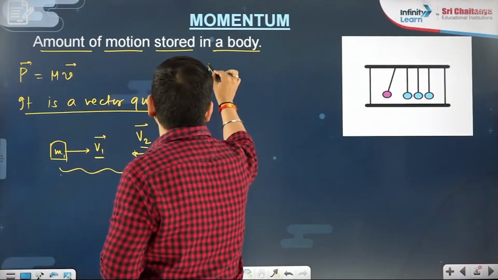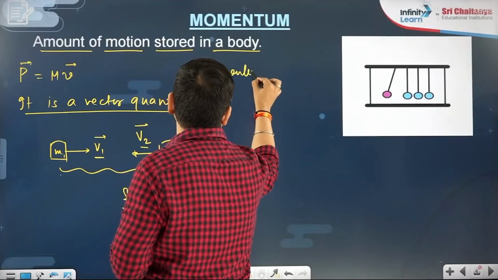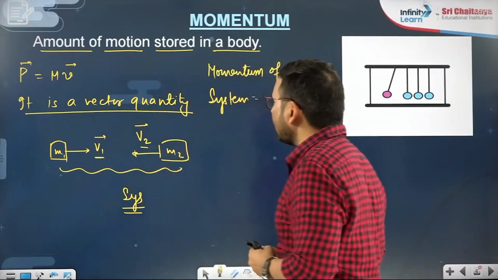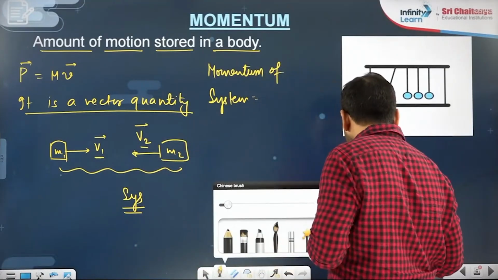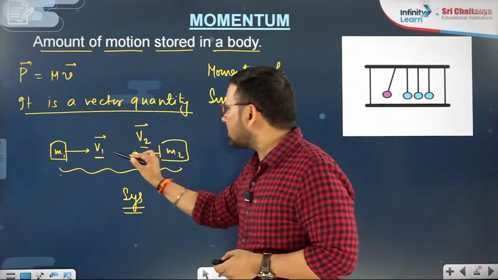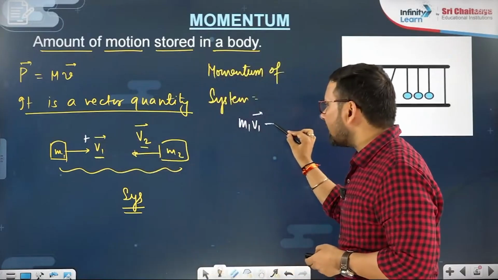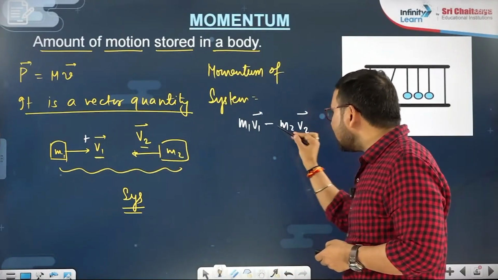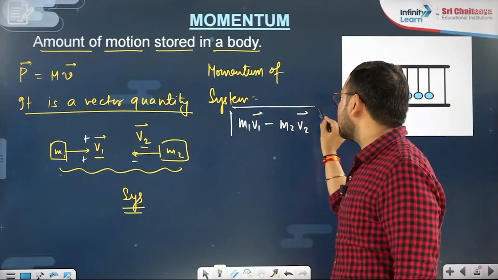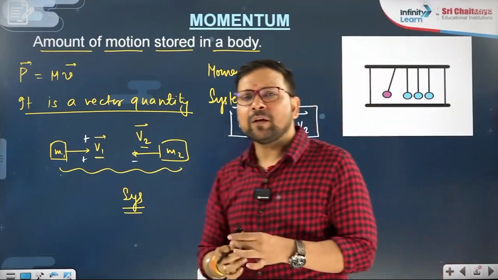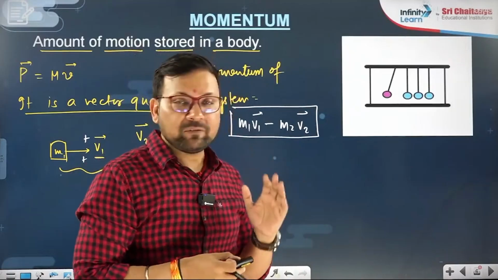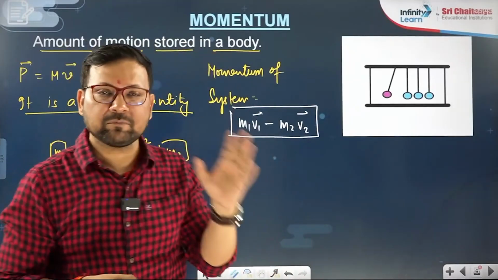So if I am asking, what is the momentum of the system? As I told you, it is a vector quantity. What will you write as an answer? Your answer will be m1 v1, moving towards the positive direction. And second, I will write m2 v2 with a minus, because that is in the negative direction. So the total momentum of the system is m1 v1 minus m2 v2. There are many applications of momentum, and obviously Newton's second law regarding momentum, which we will discuss elaborately in Newton's second law.